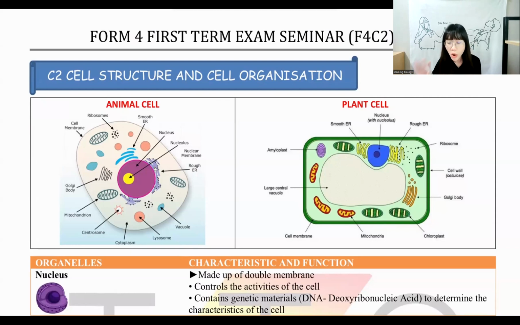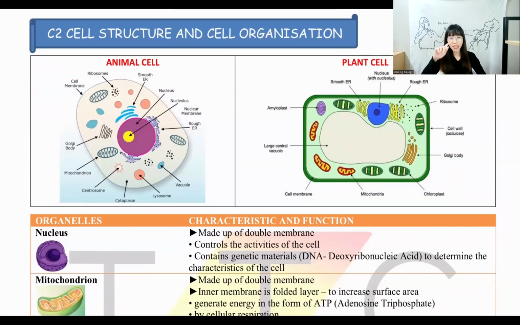Chapter 2 is one of the most important chapters in the entire biology, because if you don't know chapter 2, it means that later on in other chapters, you will not understand as well. Okay, chapter 2 is called cell structure and cell organization. We have to start with animal cell and plant cell first.